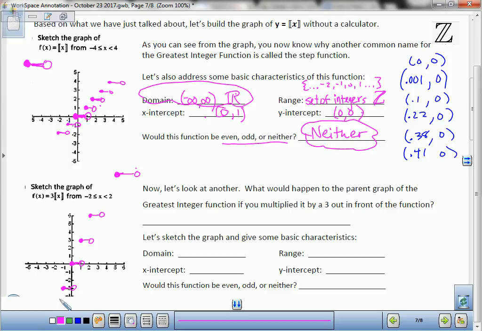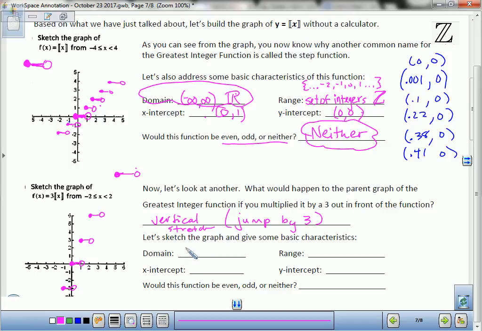So, that 3 out in front is going to cause the vertical stretch. But when we look at it, it's going to change how we jump. It's going to cause us to jump by 3. Got to write the word stretch.